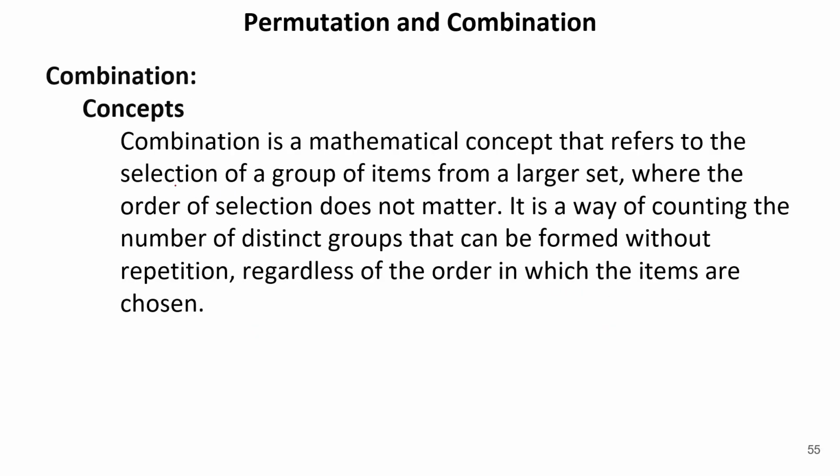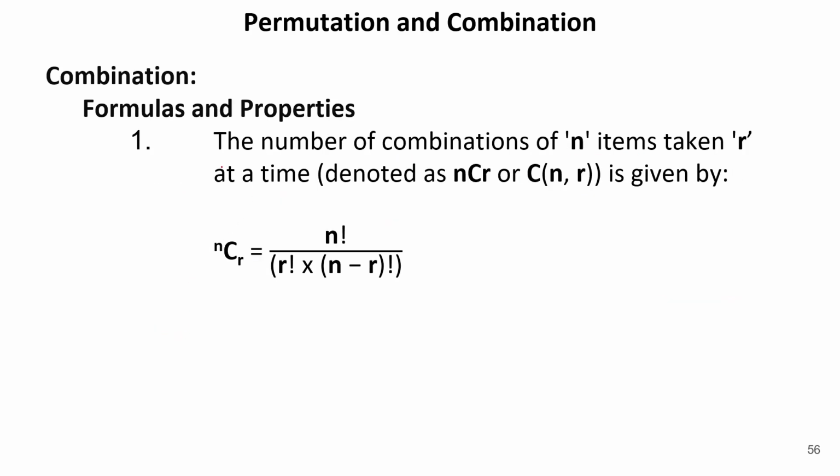Combination is a mathematical concept that refers to the selection of a group of items from a larger set, where the order of selection does not matter. It is a way of counting the number of distinct groups that can be formed without repetition, regardless of the order in which the items are chosen. So let's see some formulas and properties.